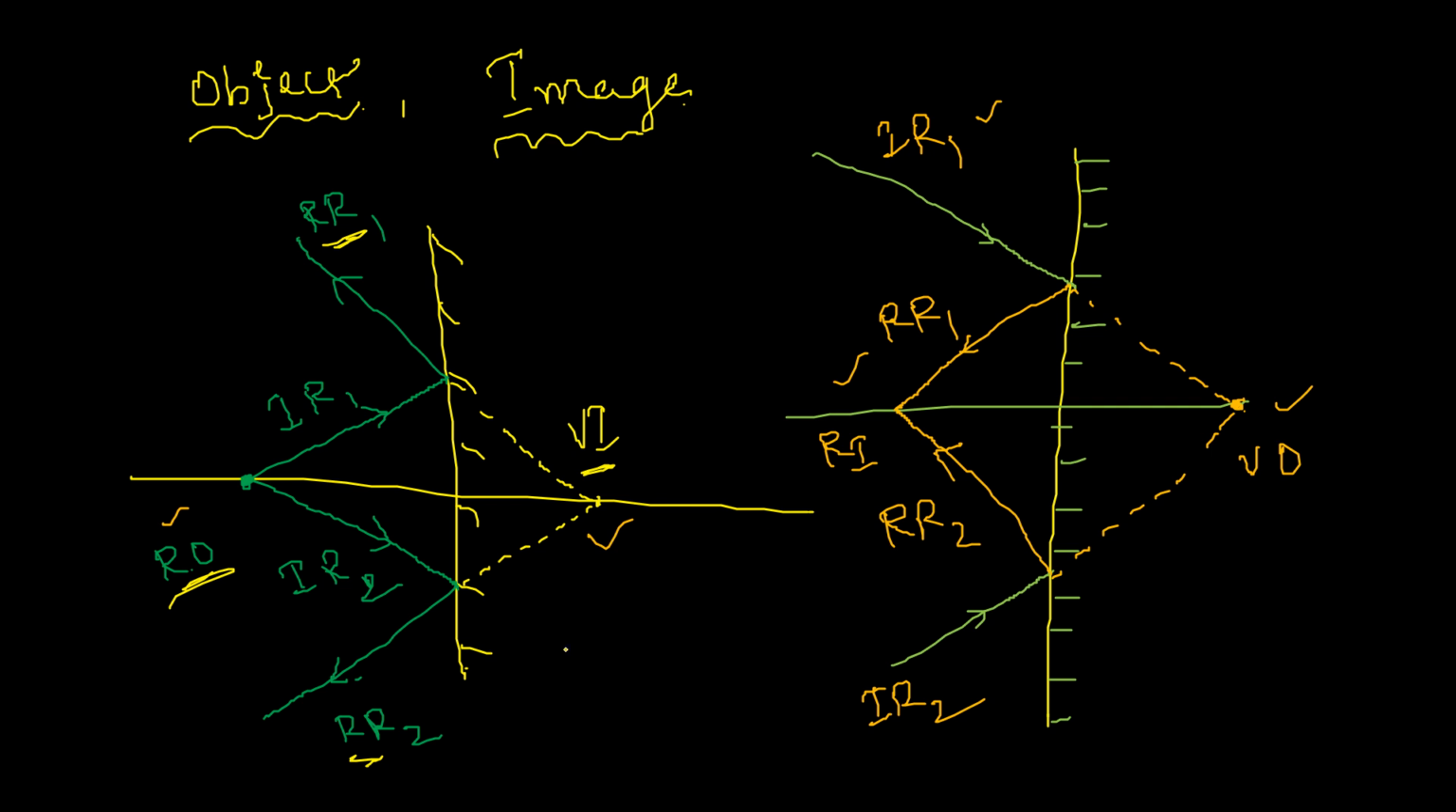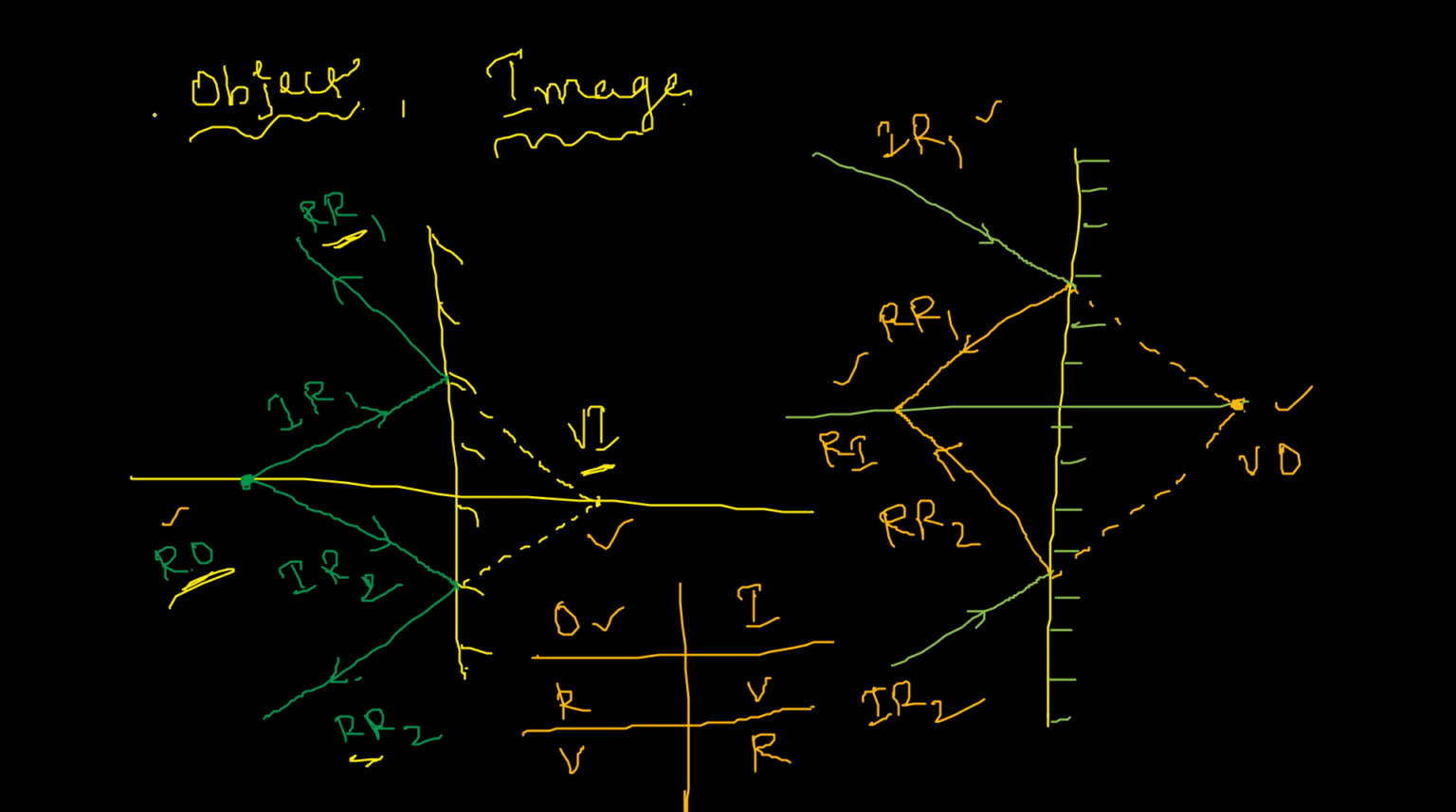By this we can conclude about the object and image: if the object is real, the image is virtual. If the object is virtual, the image is real. We have to remember this point, very very important. If the object is real, the image is virtual. If the object is virtual, the image is real.